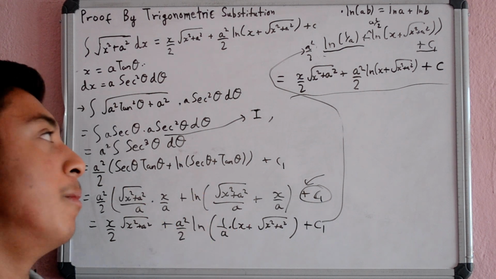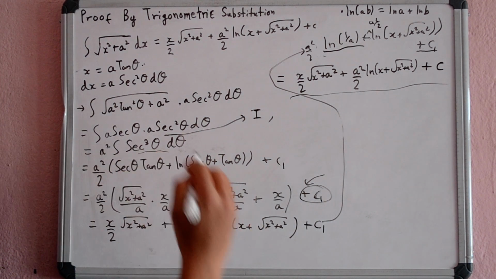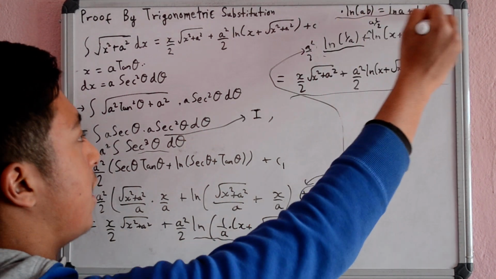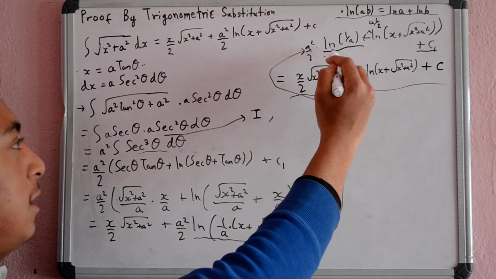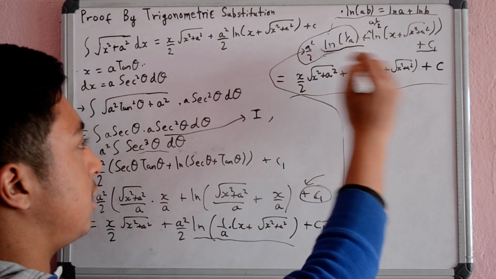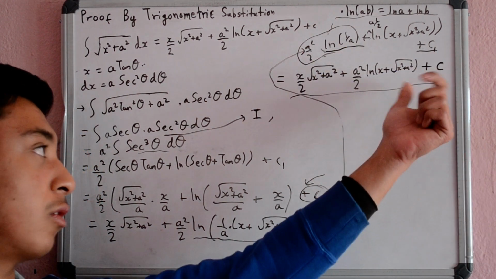So two things you have to remember: how to solve sec cube theta, and to remember the log property this, and also to remember constant plus constant. In fact this whole thing is a constant plus constant just gives another constant.